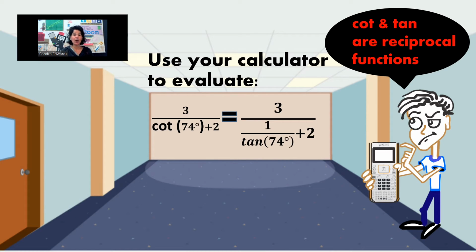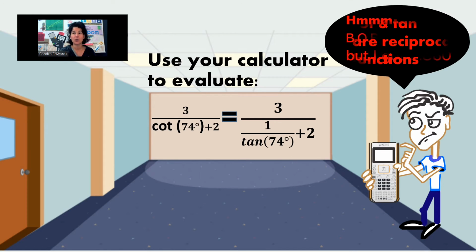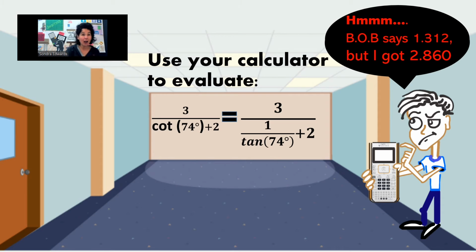All right, next, you go ahead and try to enter that in your calculator. 3 divided by 1 divided by tangent 74 plus 2 equals. If you enter that straight across, you are not going to end up with the correct answer. He's saying, Bob says 1.312, but I got 2.860. I often refer to the back of the book as Bob, and we know everyone feels so much better when they match the answer. They like to be twins with Bob.